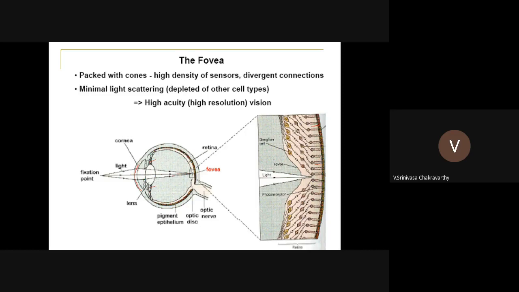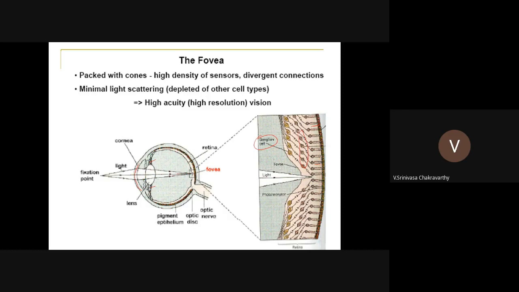The photoreceptors convert the light information into electrical signals, and that goes to the next layer of neurons. These are called the bipolar cells, right here. And from there it goes to the next layer, which are called the ganglion cells. You can see that here, ganglion cells. And from there it goes out to the brain.